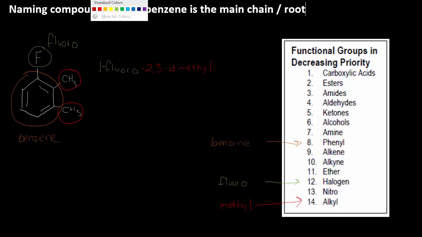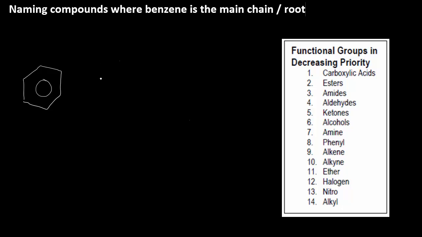So numbering just as you would for anything else, get your substituents at the lowest possible numbers. The highest priority functional group there is the fluorine. So the fluorine needs the lowest number out of the fluorine and the two methyls. All right, let's have a look at another molecule here. We'll make one that's maybe a little bit more complicated.